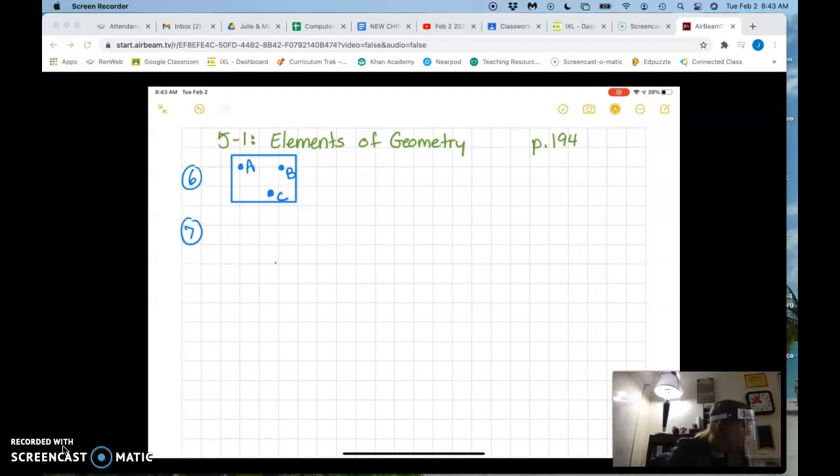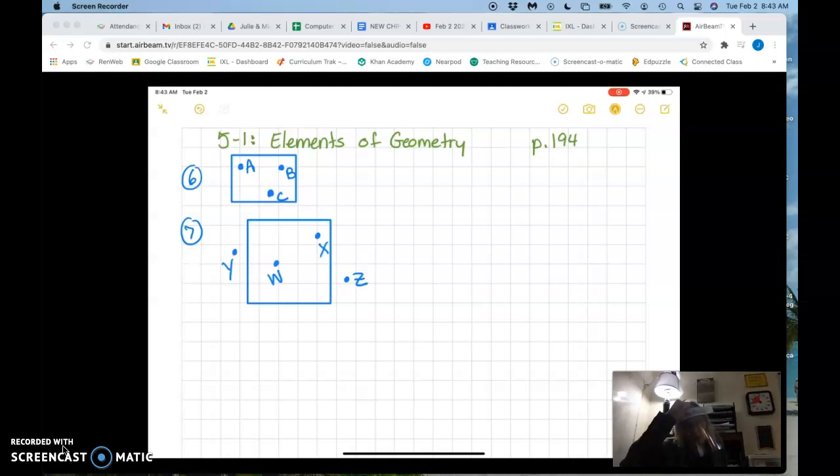Number 7, points W, X, Y, and Z are non-coplanar. So non-coplanar means they're not in the same what? Plane. Good. So I can just randomly draw some points in the plane and some points not in the plane, and Z. All right, so that would be an illustration of 4 points that are non-coplanar.